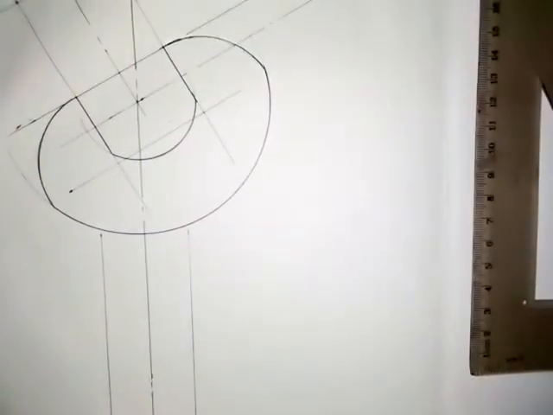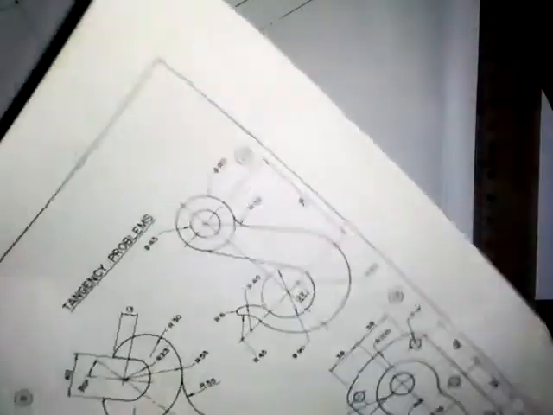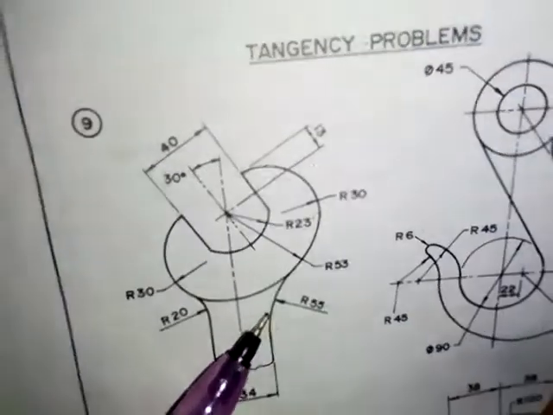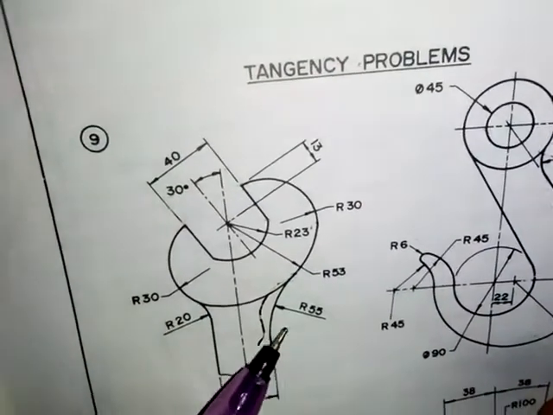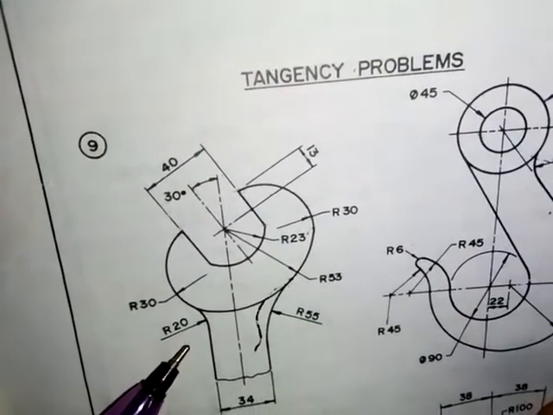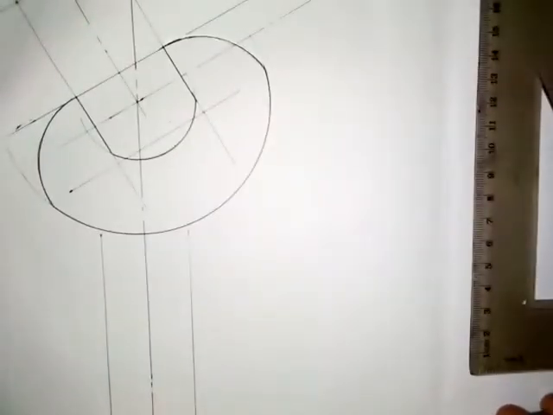Now, the next thing that we are going to do is that, as we have here, the radius of this arc is 55, and the radius of this arc is 20. So what we need to do here, I will still extend this horizontal line, extend it to this side, extend this to this side.